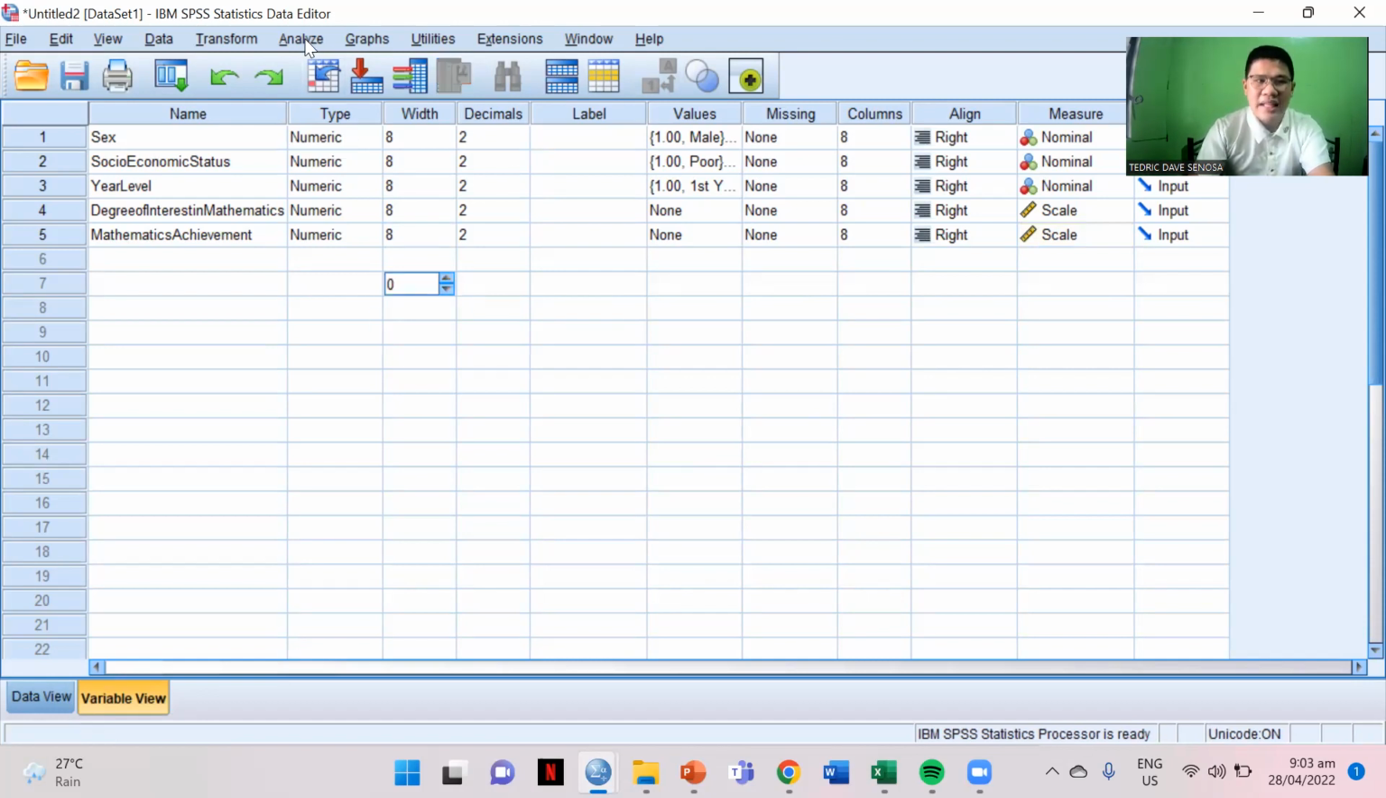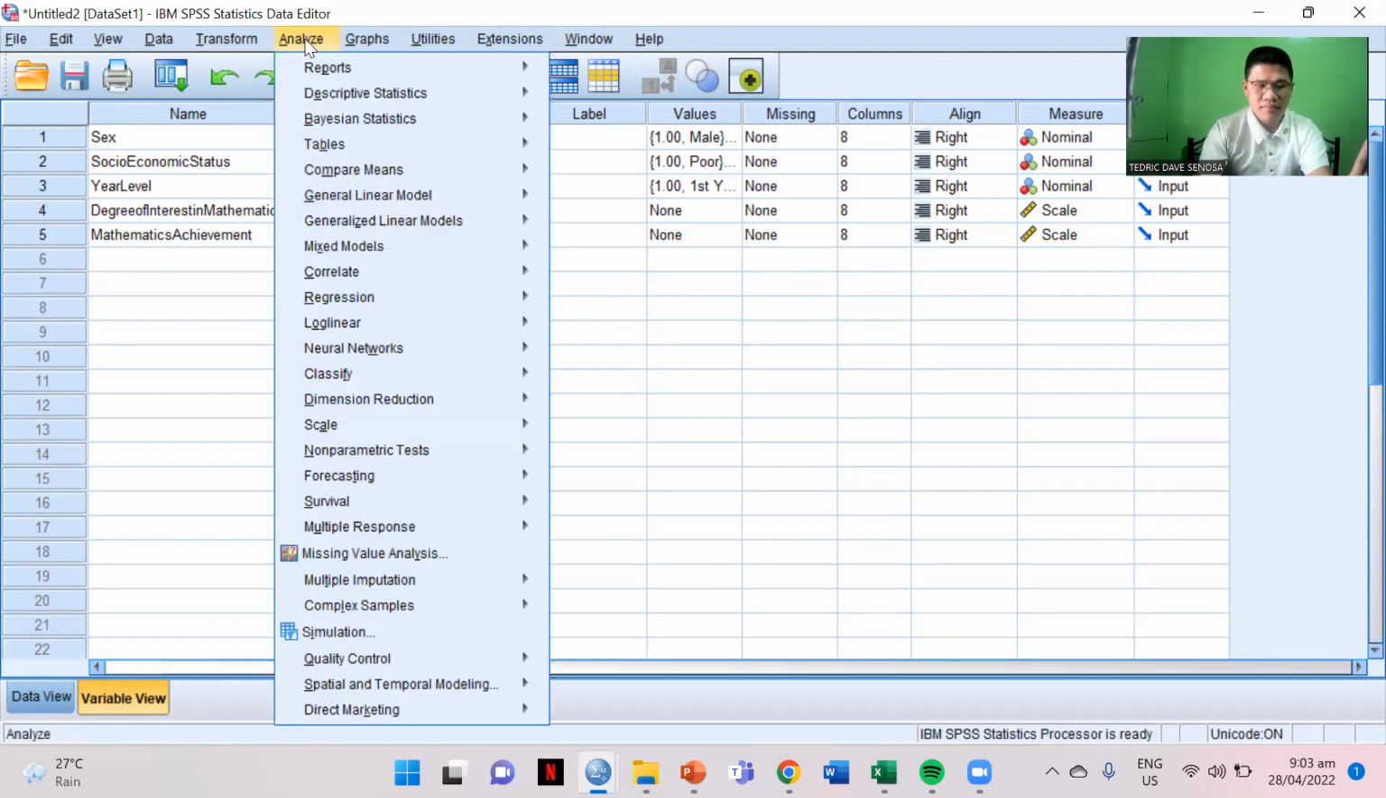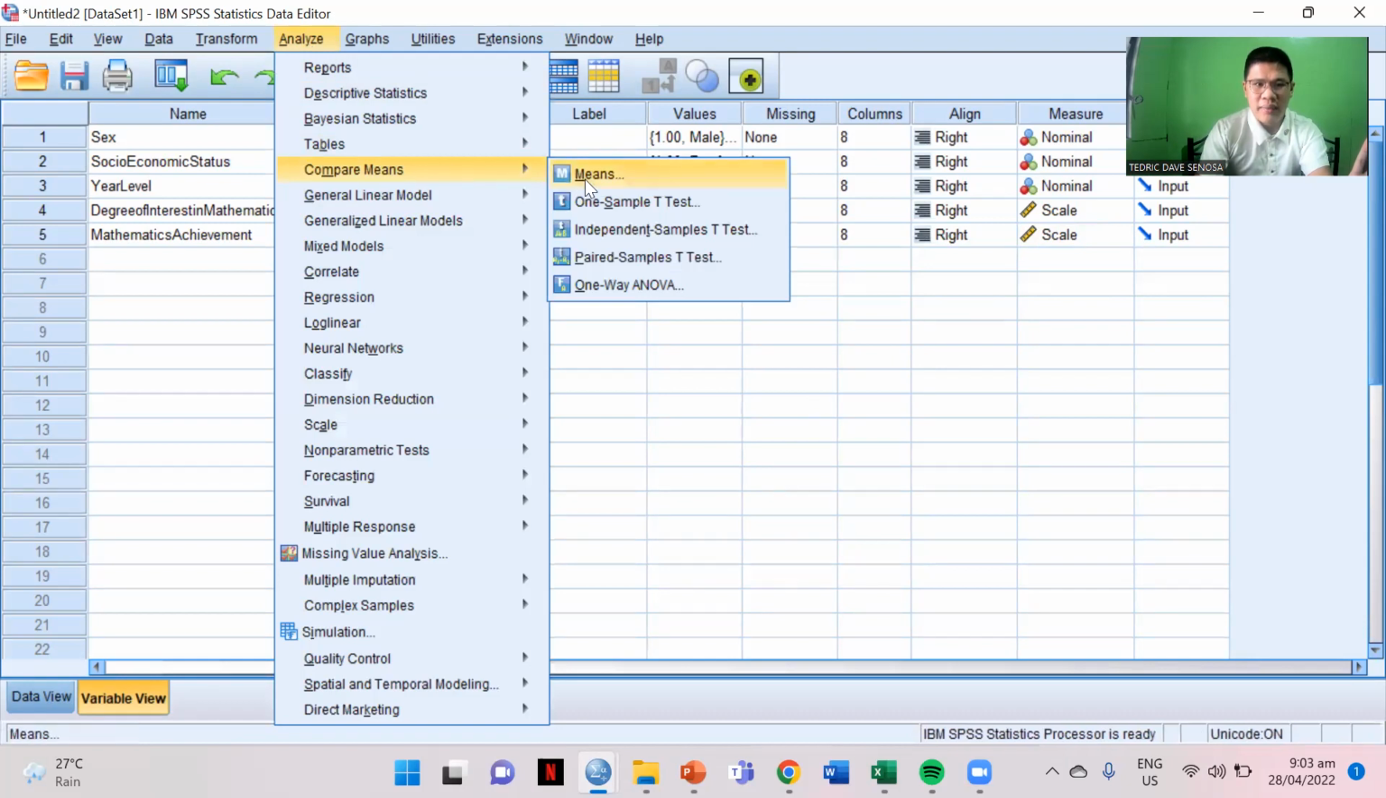So now let's analyze for comparing the means. You click analyze, you click compare means, and you click means.